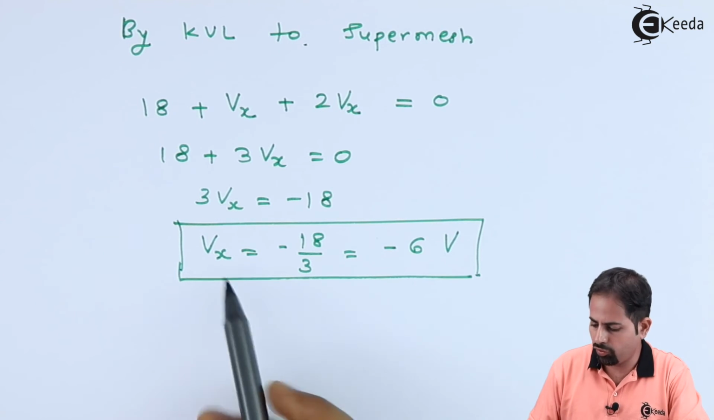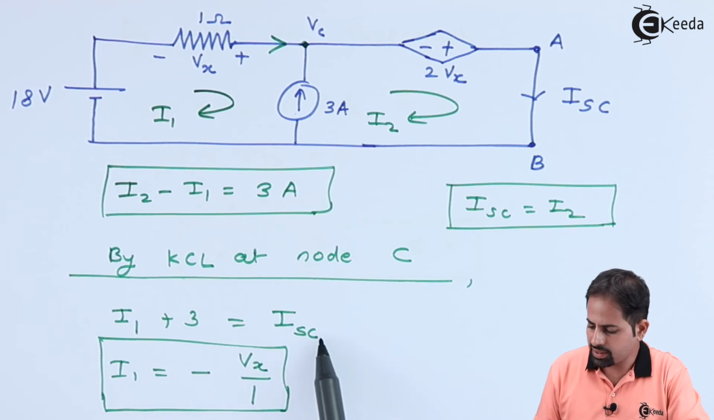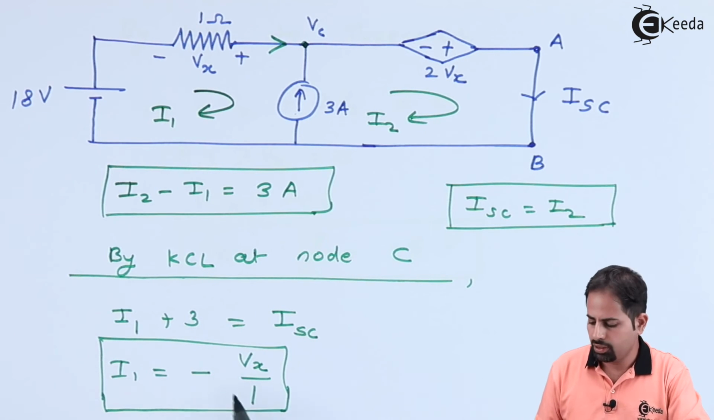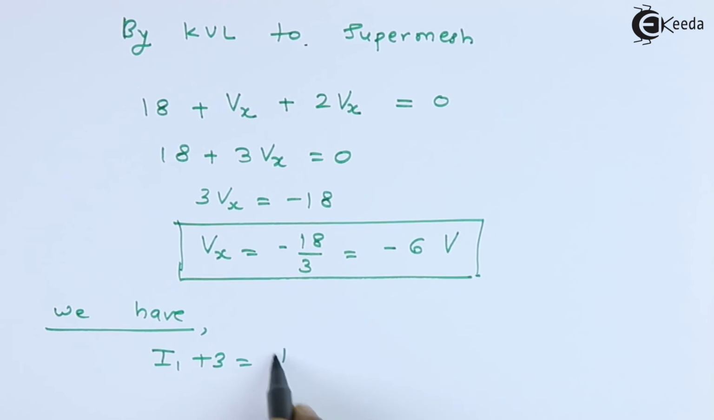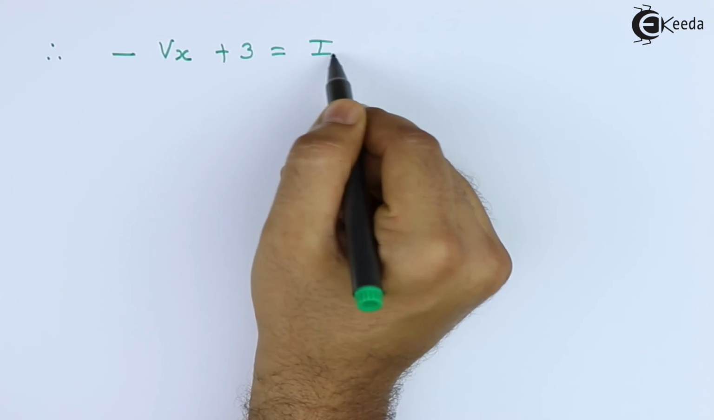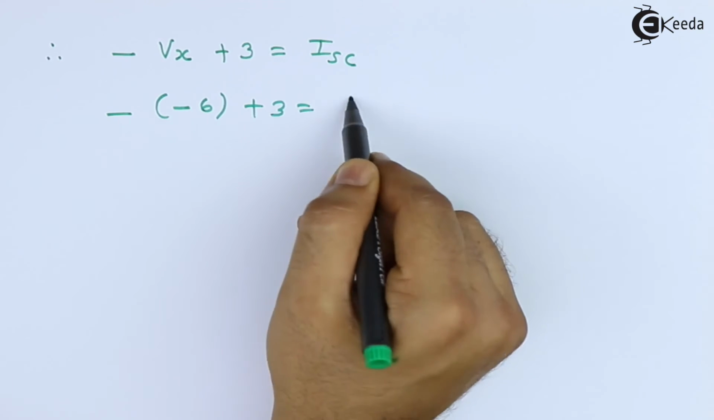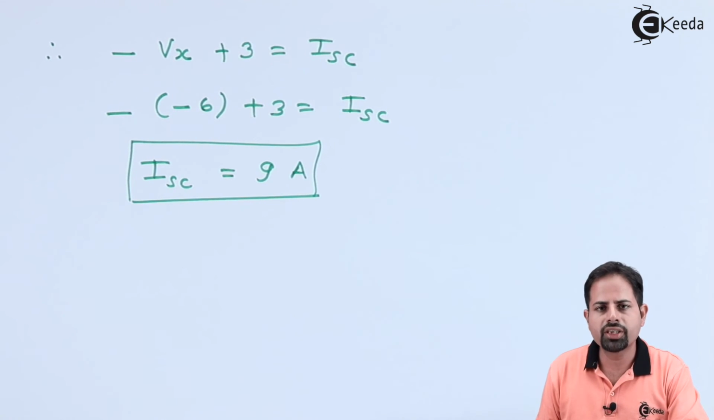And now let's substitute this value of Vx in the KCL equation. I will show you that equation. Here you can see I1 plus 3 equal to ISC, and I1 is minus of Vx. So let's substitute the value of Vx here. I1 equal to minus of Vx, but already Vx is minus 6, so it is going to be plus 6. So 6 plus 3, that means it is going to be 9 amperes. So we are done with step number 2 also.